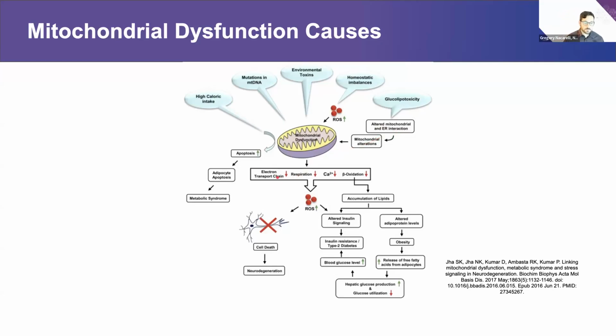Ultimately, these serve to decrease electron transport chain function, respiration, calcium homeostasis, and beta oxidation, which will lead to an accumulation of lipids, leading to altered lipid signaling, and ultimately to many conditions that are associated with this lipidemia: hyperlipidemia, heart disease, insulin resistance. And so those are other issues there.